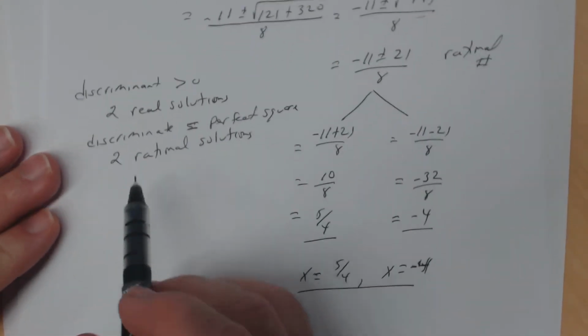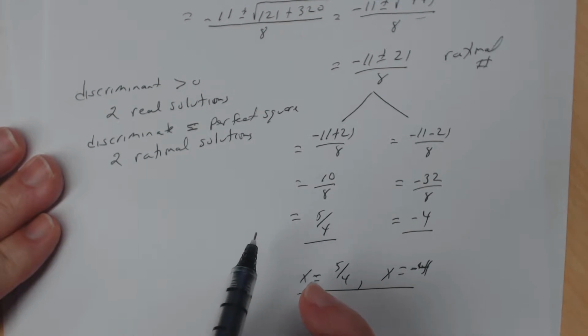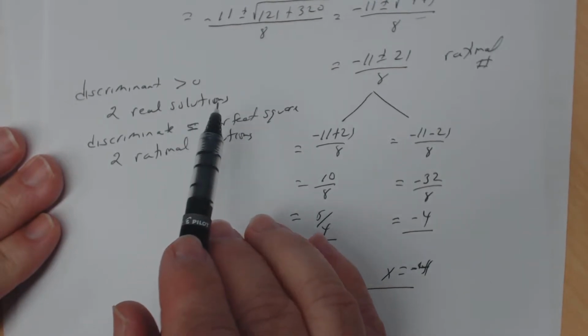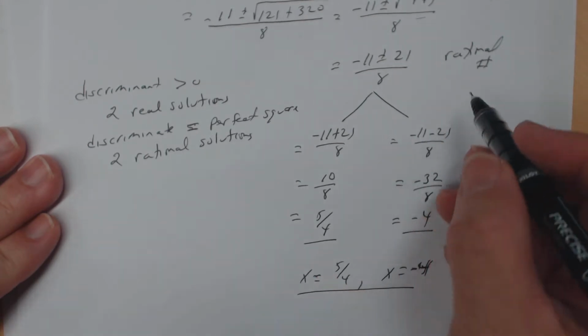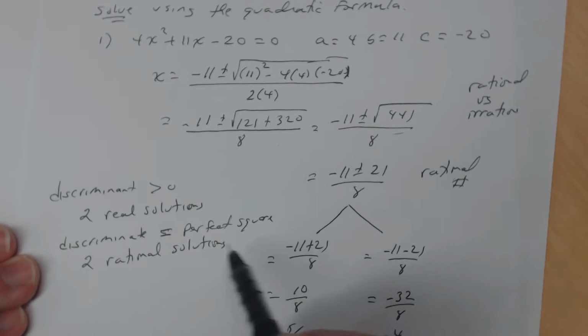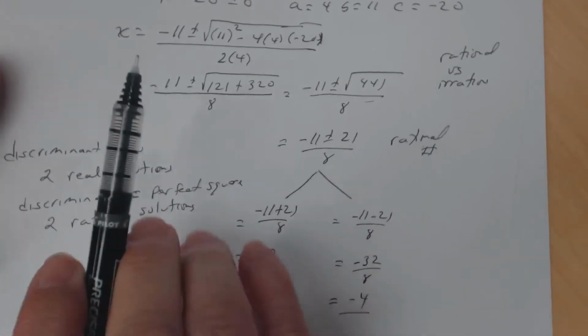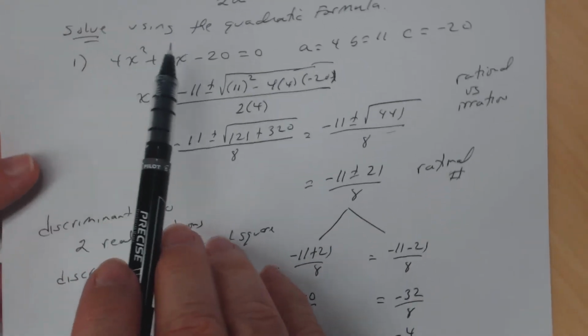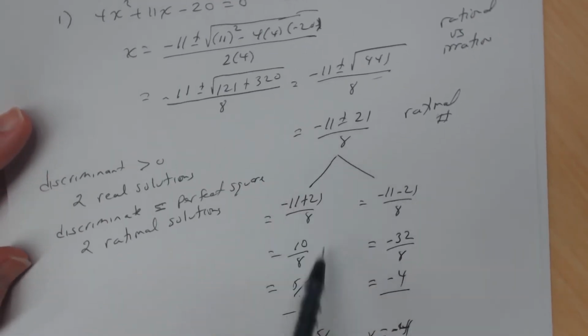Knowing that the discriminant is positive, I get two real solutions. But since there are two real solutions, I'm going to get either rational or irrational. Since this is a perfect square, it's rational. So that's what this says. Okay? All right. But if all they ask you is to solve the quadratic equation using the quadratic formula, that is all you need to do.